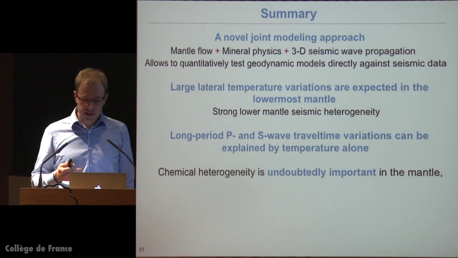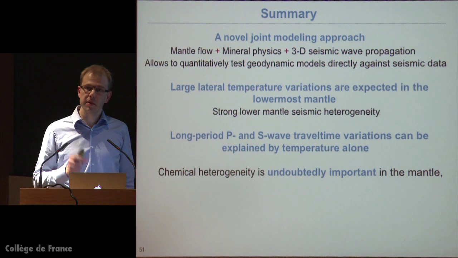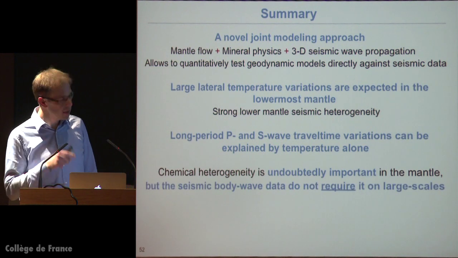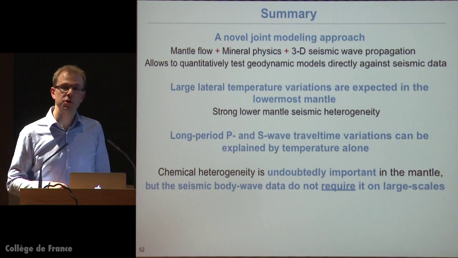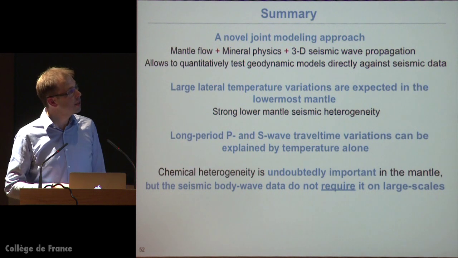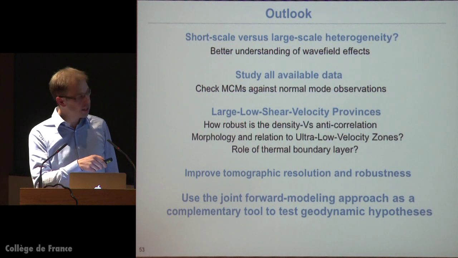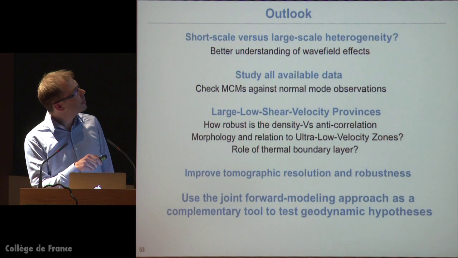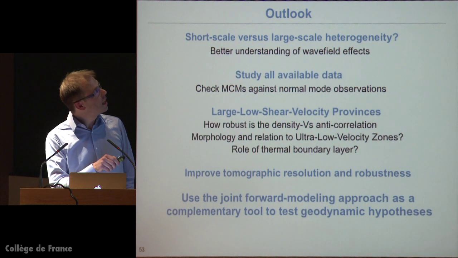Chemical heterogeneity is undoubtedly important, but I would say the length scale probably is what matters, and here I would say this particular body wave dataset that we looked at does not require chemical heterogeneity on a large scale, but this needs to be tested in more detail in future. As a kind of outlook, we need a better understanding of the wavefield effects. What are short scale versus large scale heterogeneity?